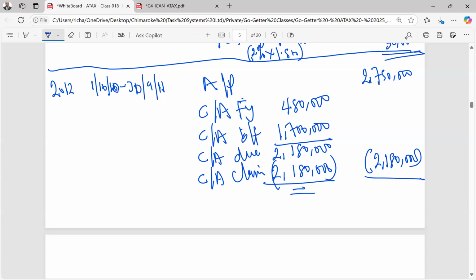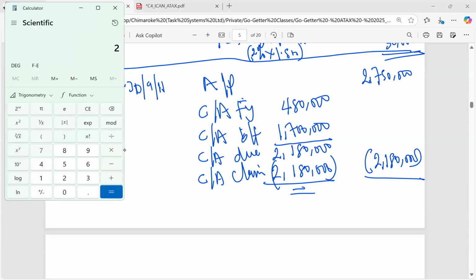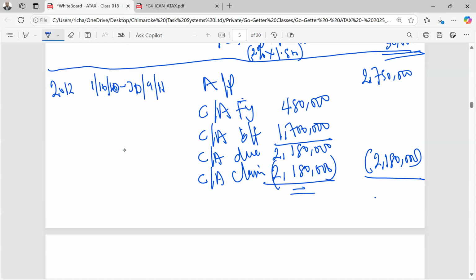So this 2,750,000 minus 2,180,000, what will that give us? 2,750,000 minus 2,180,000. That will give us 570. So that's it. 570. So that's going to be your total profits.